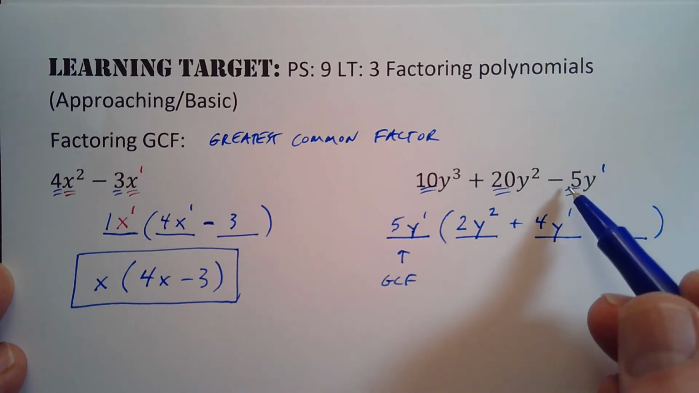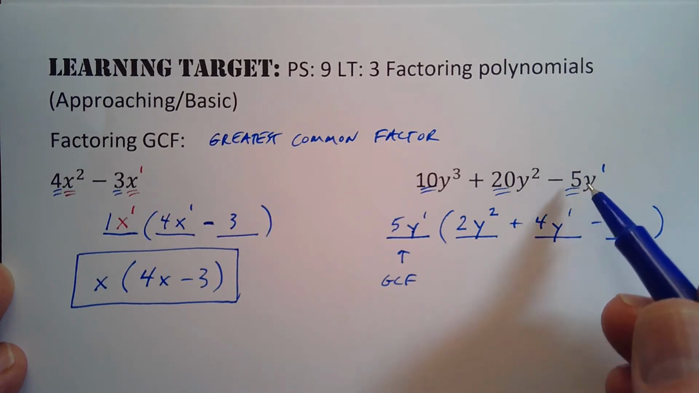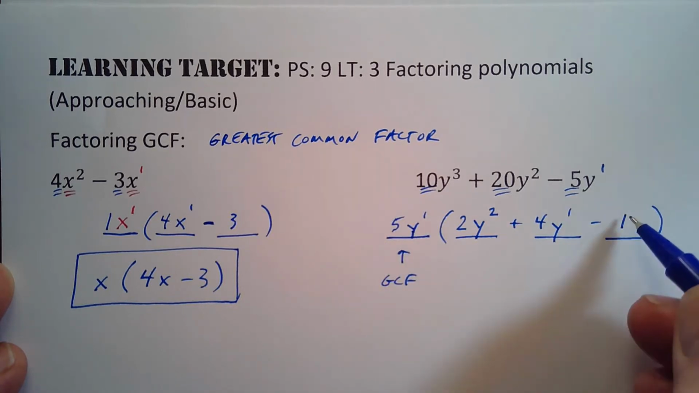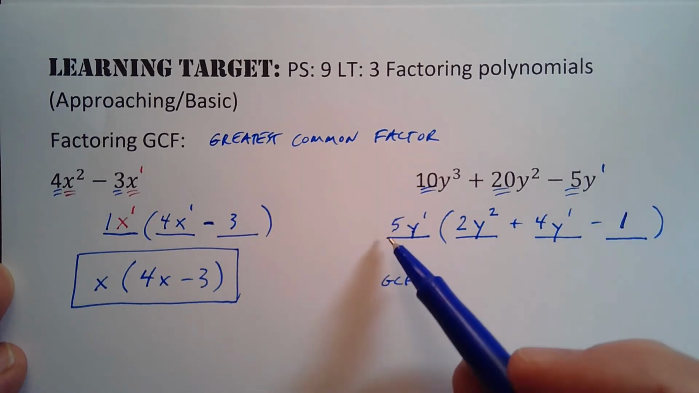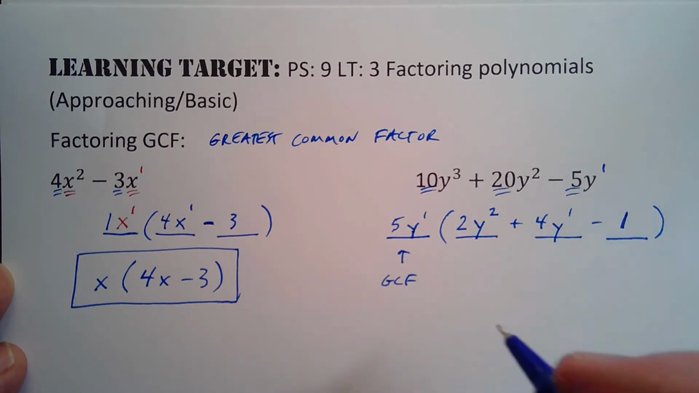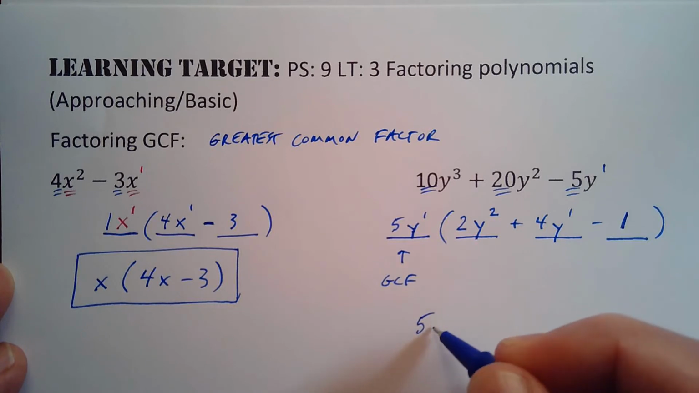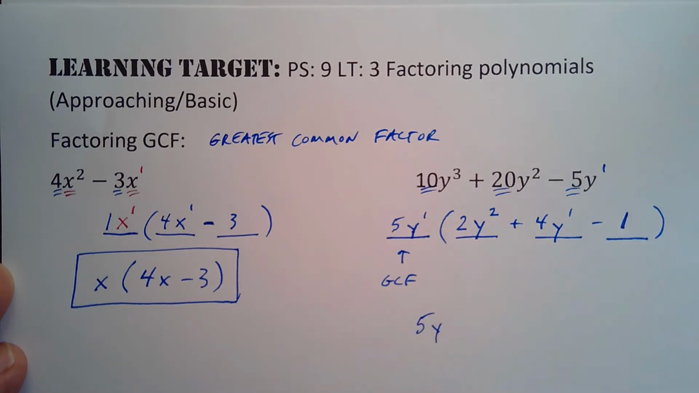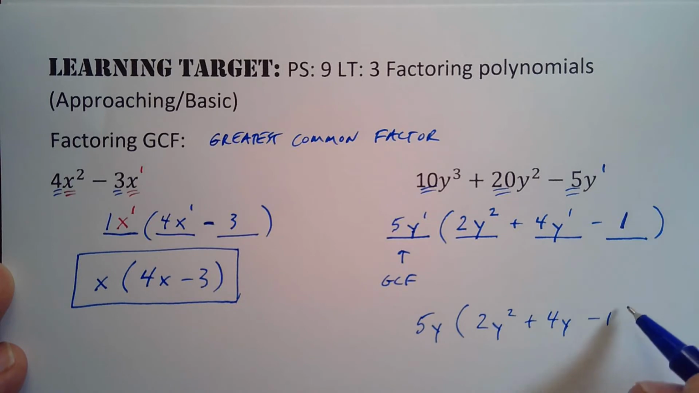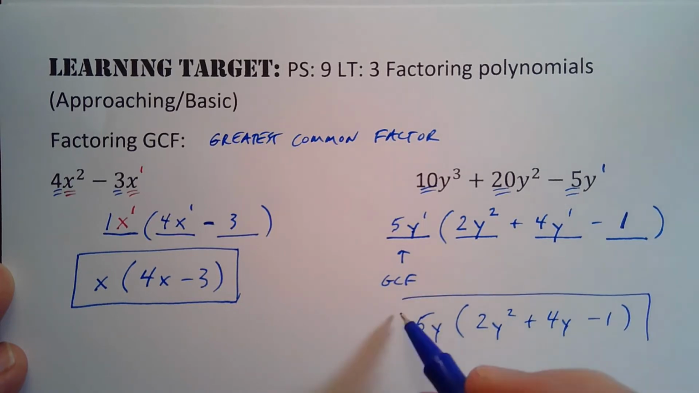And the last one now here is minus 5y. So I've got all that I need right here. I just need a placeholder. So this would be a minus 1. So that when I times it by 5y, I get that negative 5y term. There you have it. That's your final answer. You've taken out the GCF of 5y, and then the trinomial that remains is 2y squared plus 4y subtract 1. Final answer.